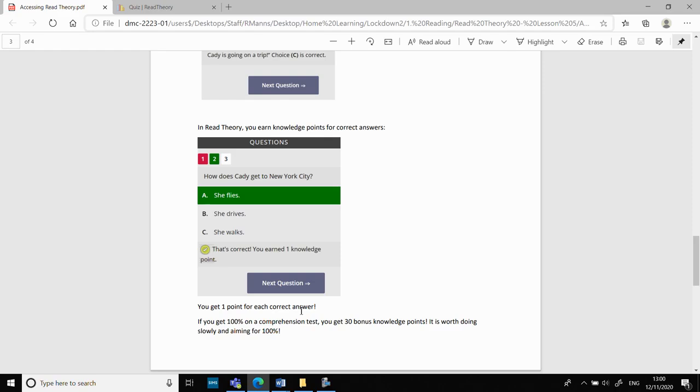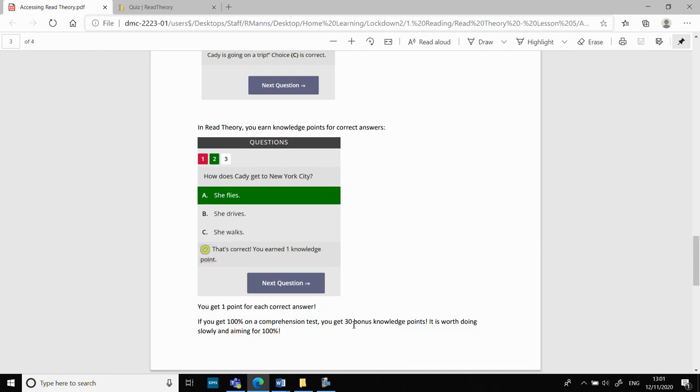You get 1 point for each correct answer, but there's only 4 or 5 questions in each comprehension quiz. So the best way to get lots of knowledge points is if you do a comprehension quiz and you get 100%, you get 30 bonus knowledge points. So it's always worth taking your time and working really carefully, because if you can get 5 out of 5, you score 35 points. If you get 4 out of 5, you only score 4 points.